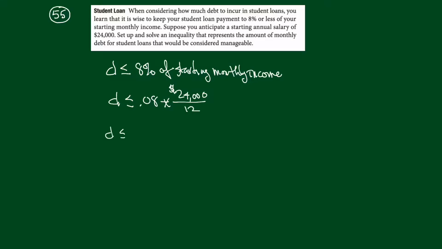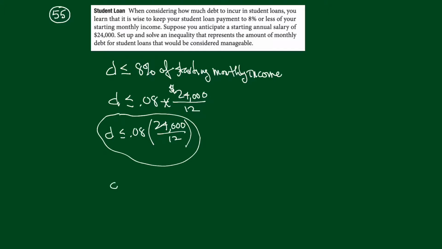So I think we've got it here. So D is less than or equal to 0.08. I guess I could write it like this: 24,000 divided by 12. So we've got it set up. Let's solve it. So how about if we do this? D is less than or equal to 0.08. Now, 24 divided by 12 is 2, and I've got 3 zeros, so I'll get 2,000. So D is less than or equal to, now this is 8% of 2,000. Well, that turns out to be 160.